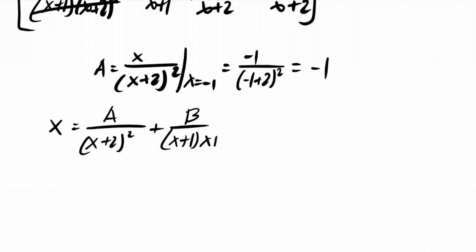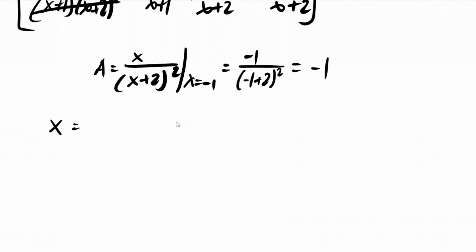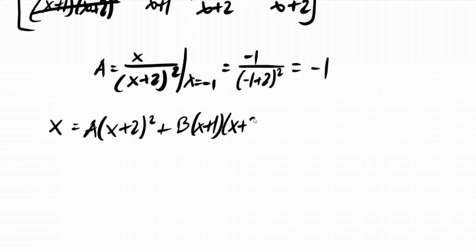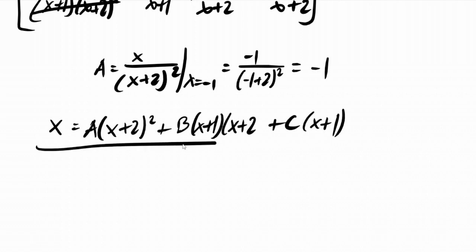No, I'm sorry, this is wrong. It's supposed to be a times x plus 2 squared plus b times x plus 1 times x plus 2 plus c times x plus 1. And that is our standard form for the substitution method.